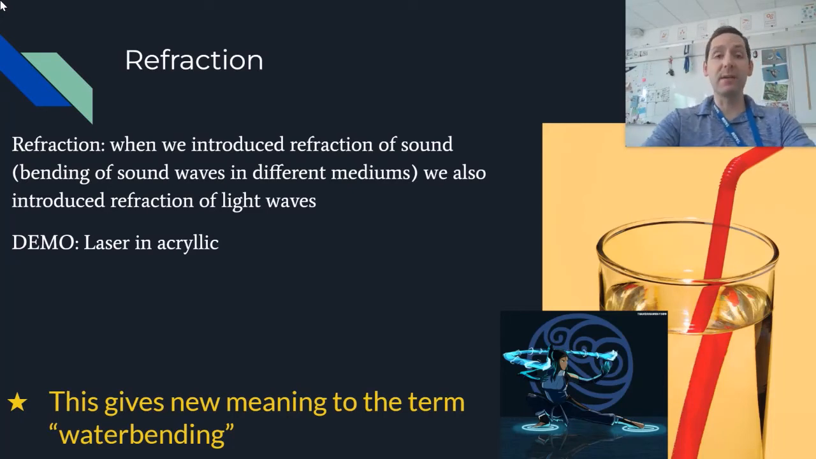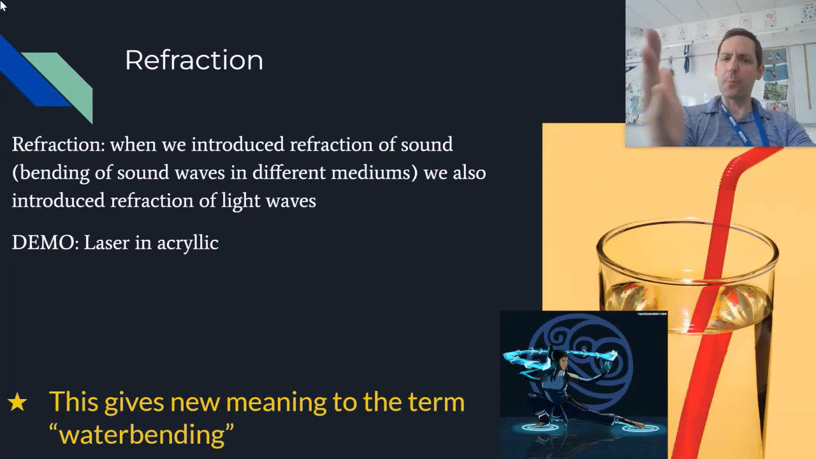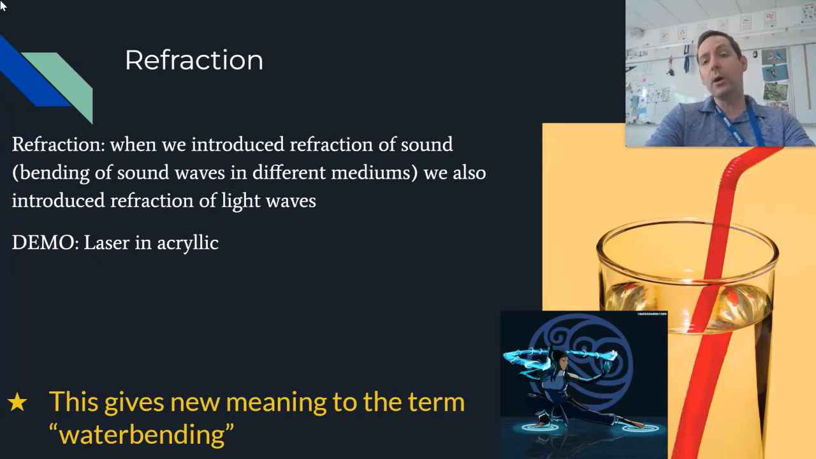Well, this is one of the evidences that light is a wave. And some of you asked that question, well, how do we even know that light is a wave if we can't see the particles moving? How do we know? Well, one of the reasons we know is because it has wave properties. One of those wave properties is refraction, and the light bends.